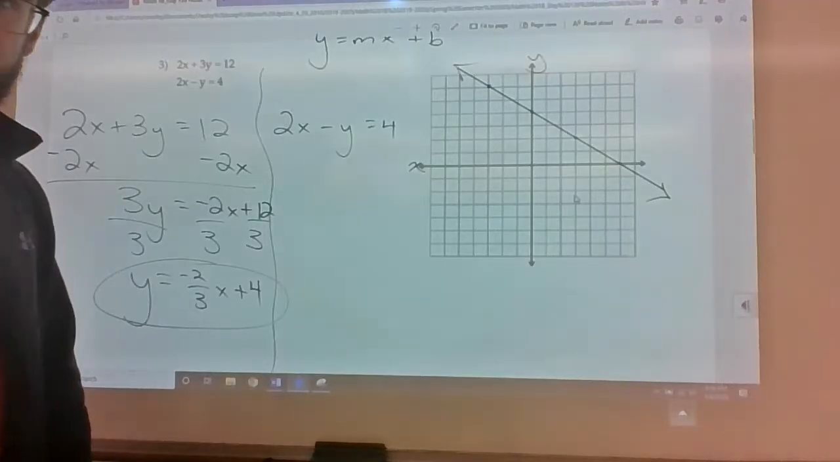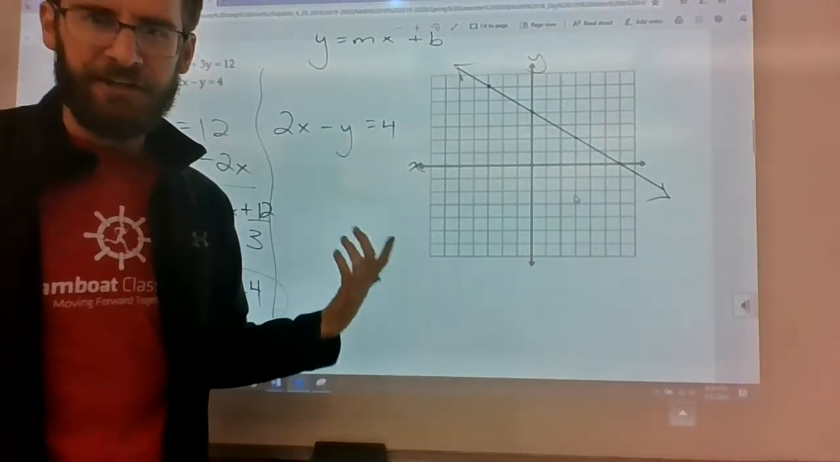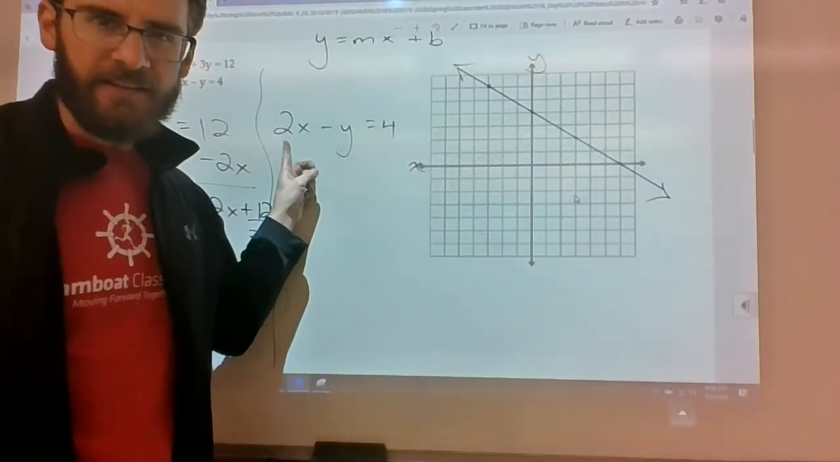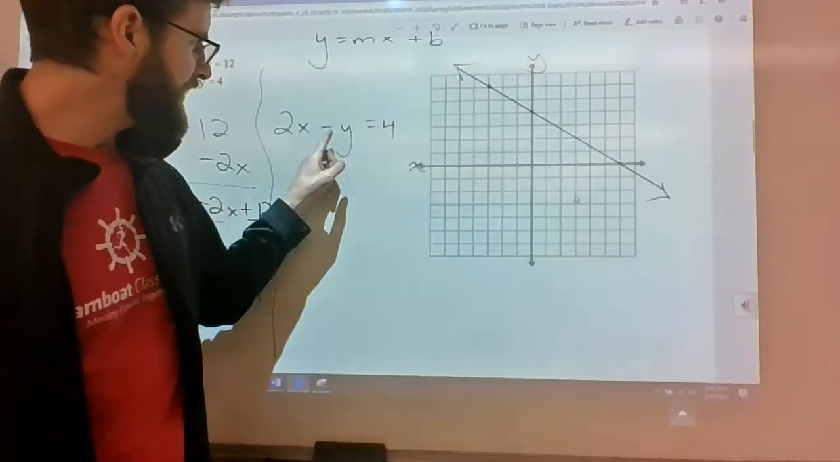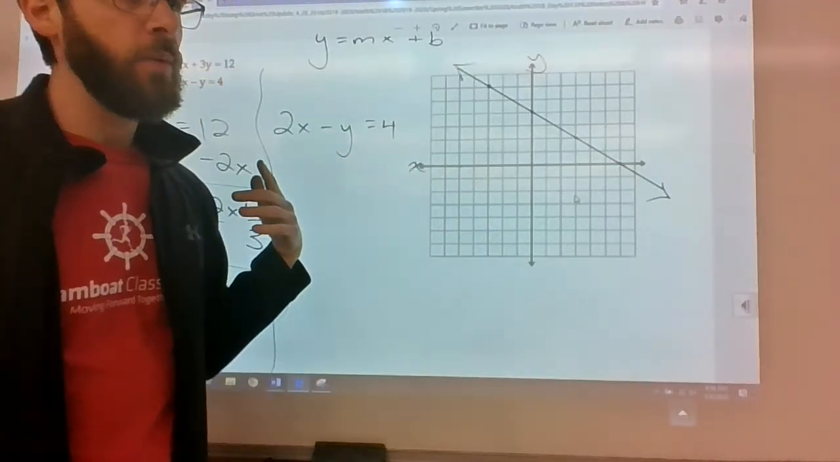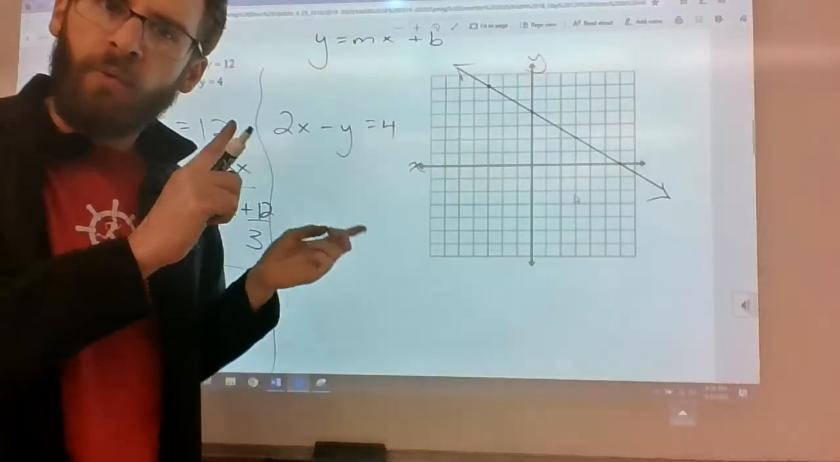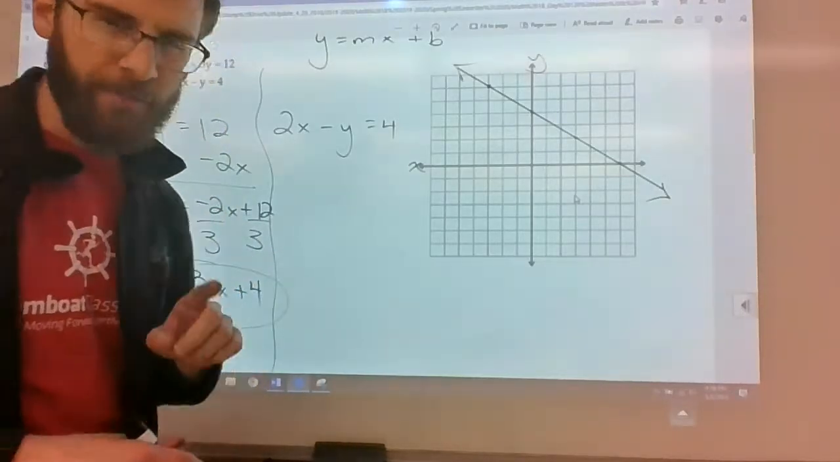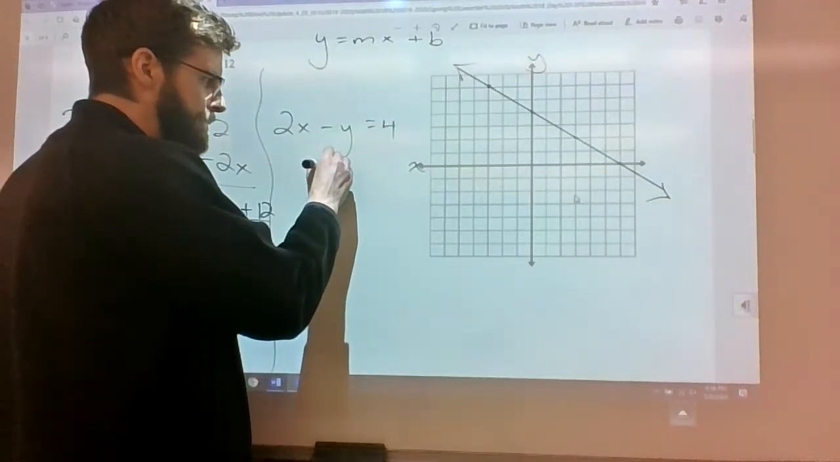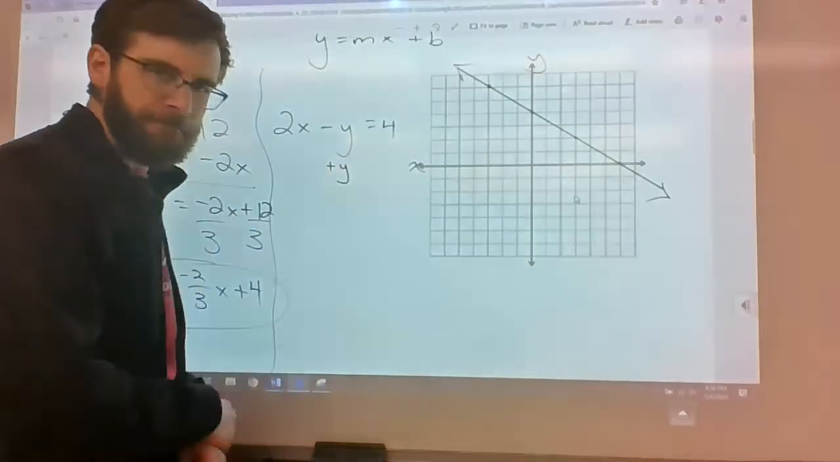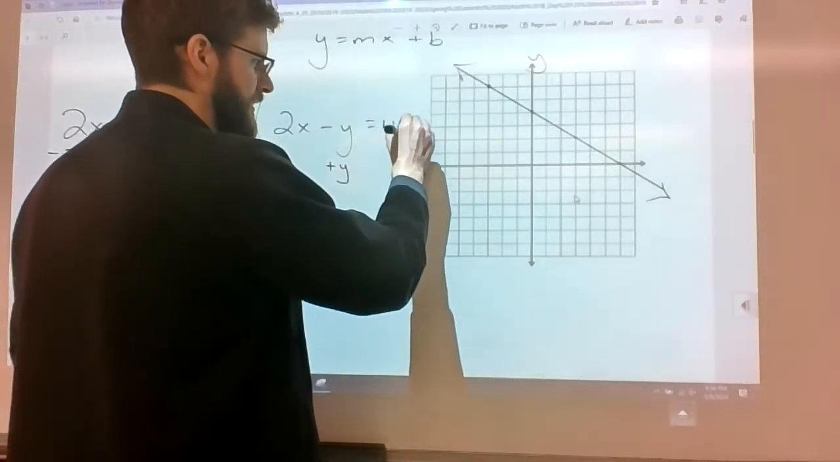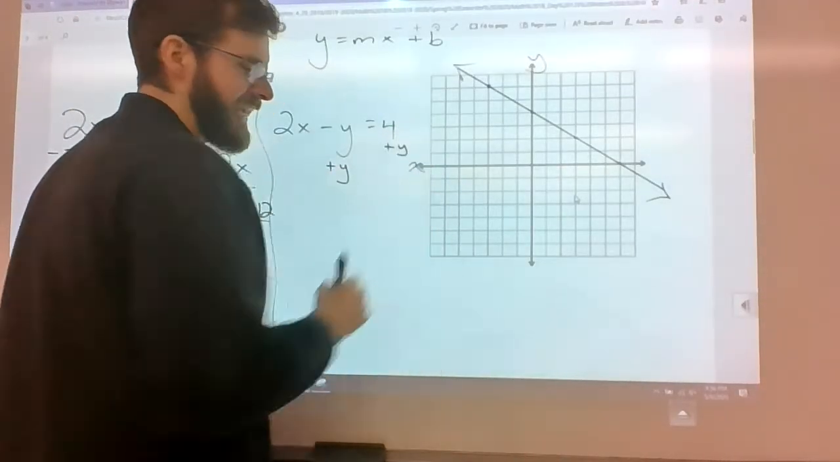All right, the second line, I actually got an easy fix for this. Instead of moving the x to the right and then having to deal with the -y, what if I were to just flip the y and the 4? I'll show you what I mean. Let's just say plus y here, okay? And then plus y on the right-hand side.